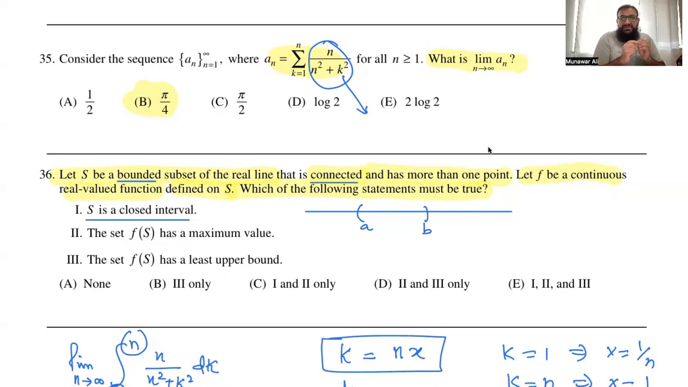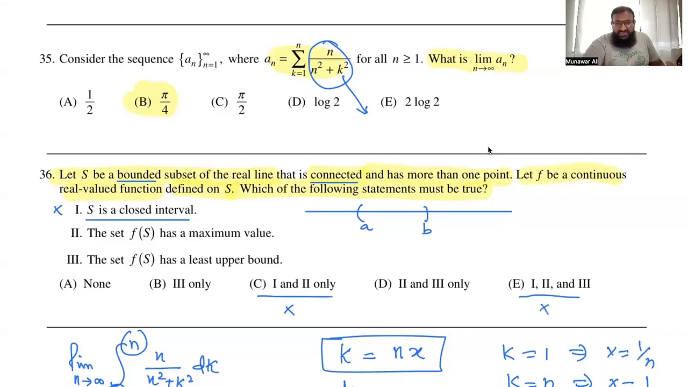I'm not taking an interval from some fixed point to infinity. I'm taking from, let's say, some A to some B. So the first statement is not true. It can be true, but it is not true in general. So you can just see the options and you can see I can exclude E and I can exclude C because both of these involve the first option.